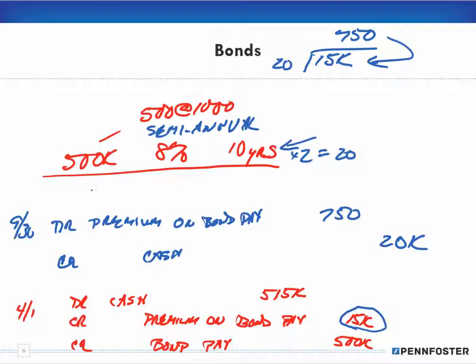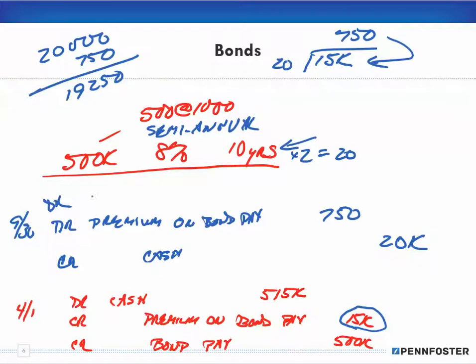Okay, so now we can say, okay, we could take our 20,000 and subtract 750 and get 19,250, which would be our debit for our interest expense, which would be 19,250. Okay, that's how much is going to end up.